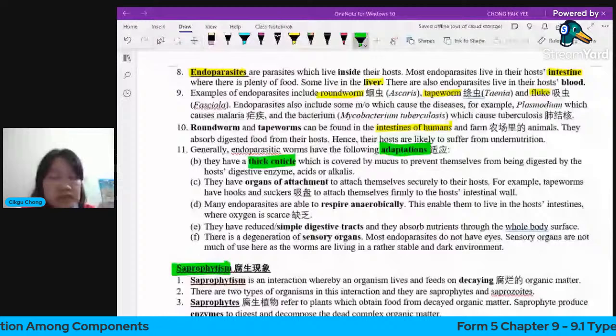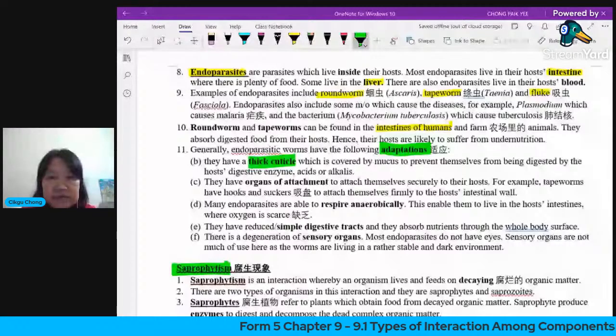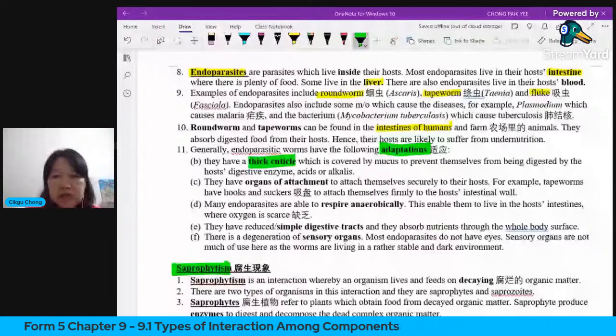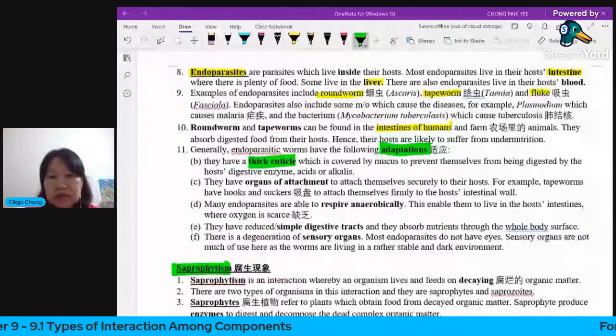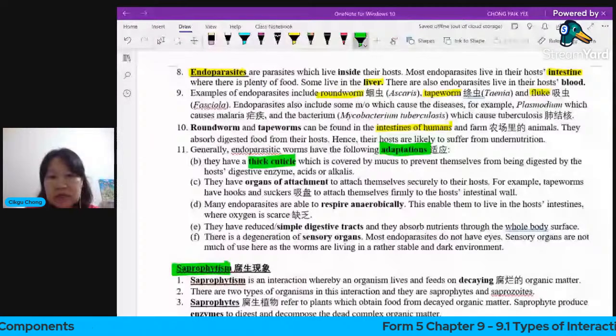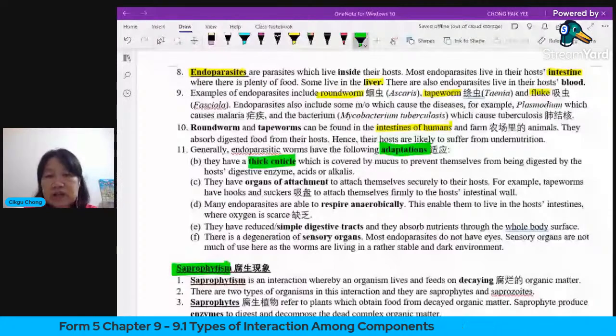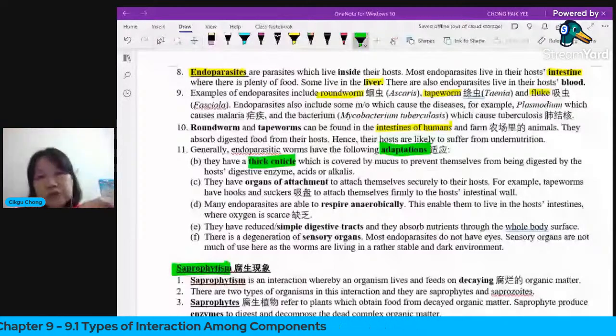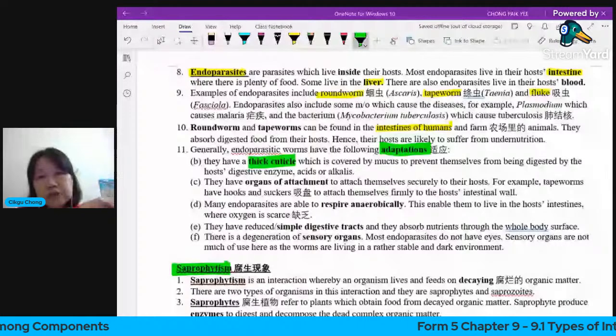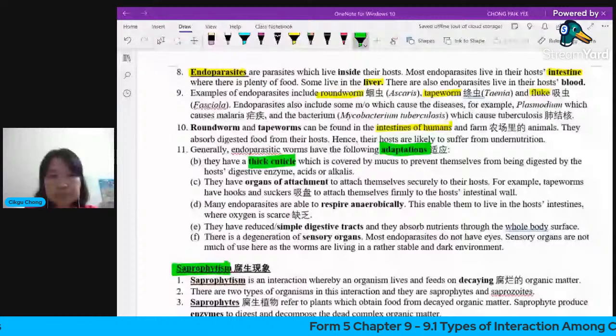Now, what do saprophytes do? They can produce enzyme. They will digest and decompose the dead or complex organic matter, and then they get their food from there, right? It's already digested. Usually they digest it outside their cell. It's called extracellular digestion. The enzyme comes out of their body, they digest outside, and then they suck the nutrient into the body through the roots and through special features. Example, mushroom. Mushrooms grow on decaying wood.